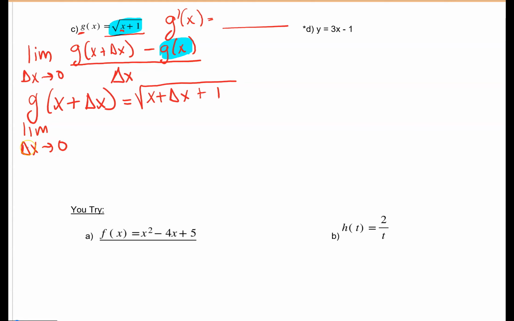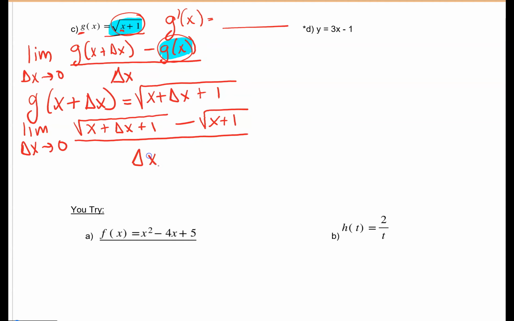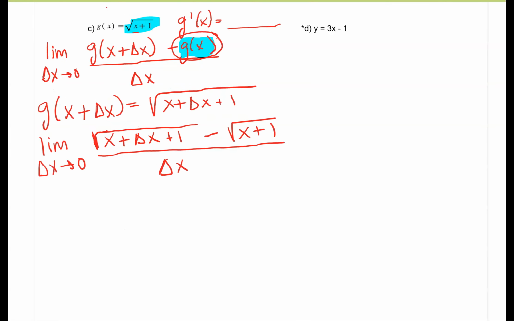The limit as delta x approaches 0 of the square root of x plus delta x plus 1 minus g of x, right, which is the square root of x plus 1, all over delta x. So this is where we have to use the process of rationalizing the numerator. Again, we learned this in chapter 1. We're going to go ahead and multiply by the conjugate to the numerator and the denominator.